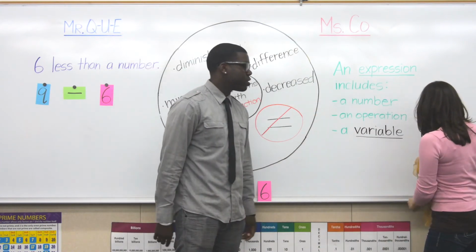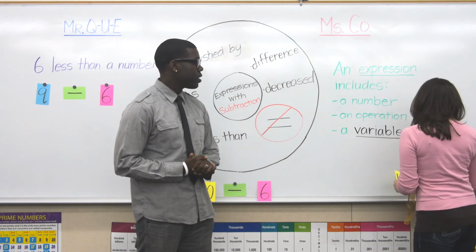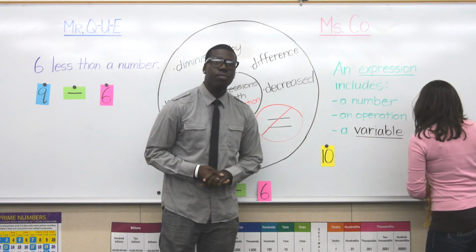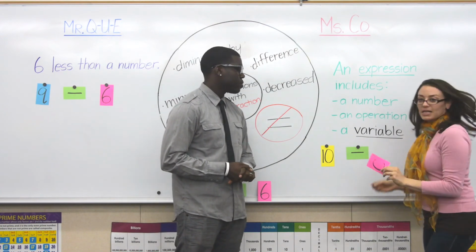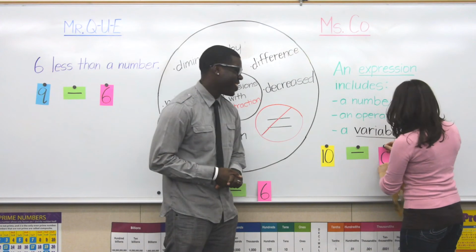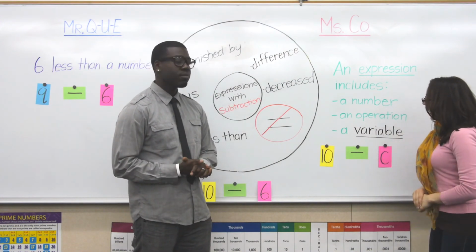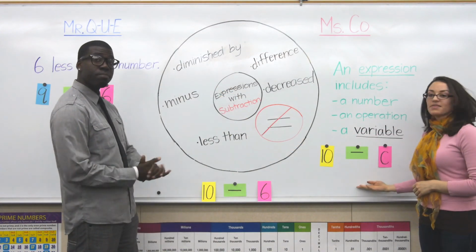All right. So now that we know how to use less than, we're going to give you a new expression. We're going to start with the number 10. And we're going to use subtraction. And our variable is going to be C, because I'm Miss Cole, just so you know. Now, turn to your partner or tell your teacher how many different keywords you can use to write this expression.